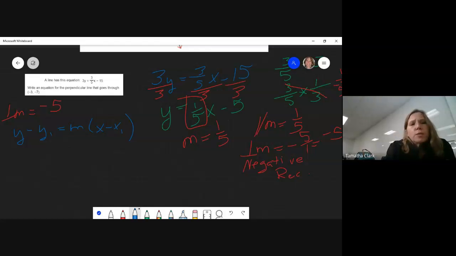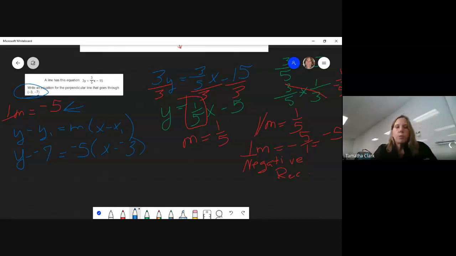All right, so now we want to take our point (-3, -7) and our new slope and plug those into our equation and solve for y. So y minus a -7 equals, our slope is -5, times x minus a -3. Watch all those double negatives, because we have to change those to positives.